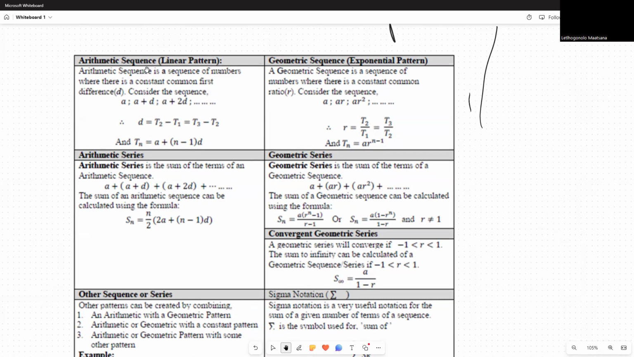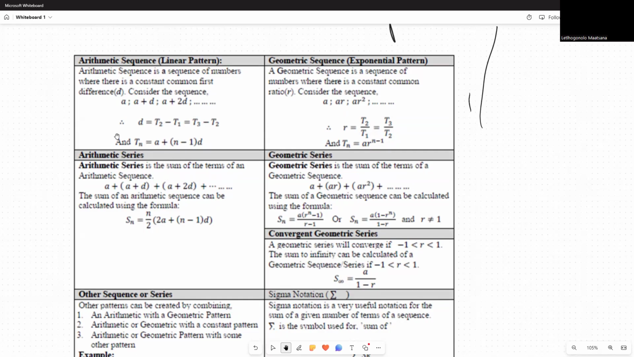The first one we have is our arithmetic sequence, which is our linear pattern, where we have a constant difference between our pattern. So the first term is a, the second would be a plus d, the third would be a plus 2d. To find the difference, we say the second term minus the first term, or the third term minus the second term. Basically, the term after minus the term before, depending on where the two terms are, but they must be consecutive.